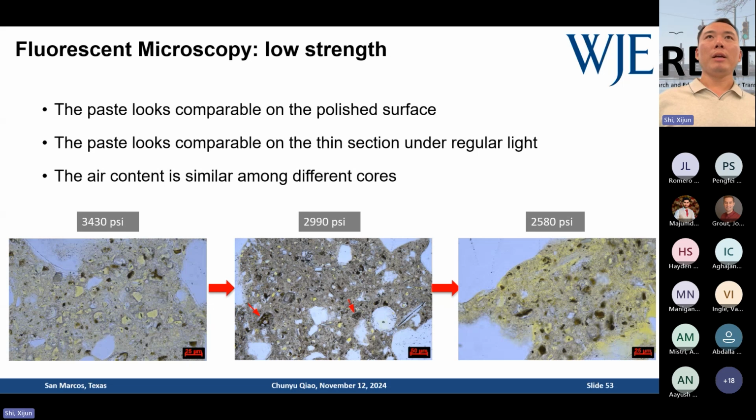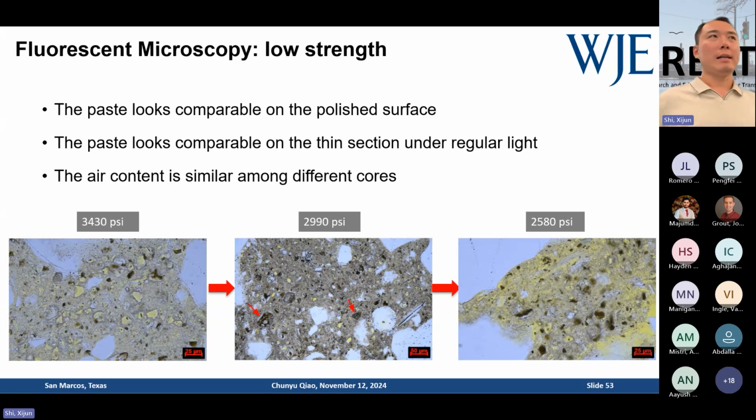Like I said, I did point count for ASTM C457. Air content is not a problem, and the paste color looks very similar on the lab sections. So then I want to rely on the thin sections to see if I can see any difference among them to correlate to the strength reduction or variation.